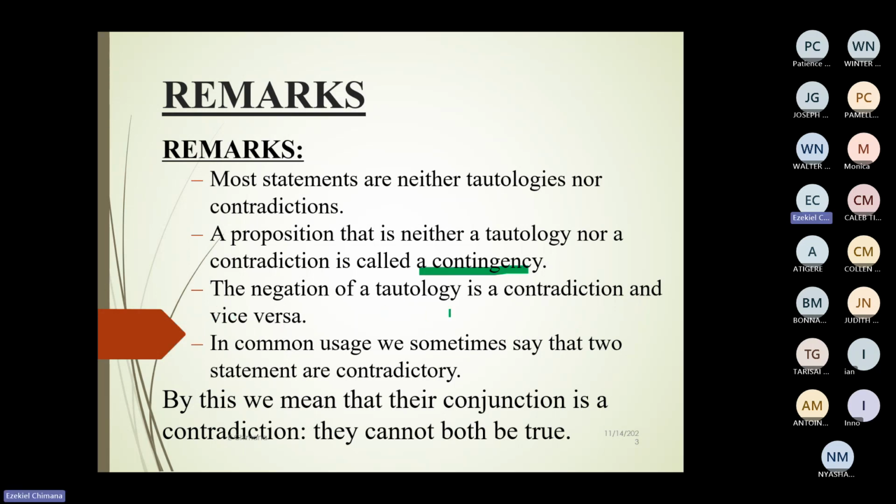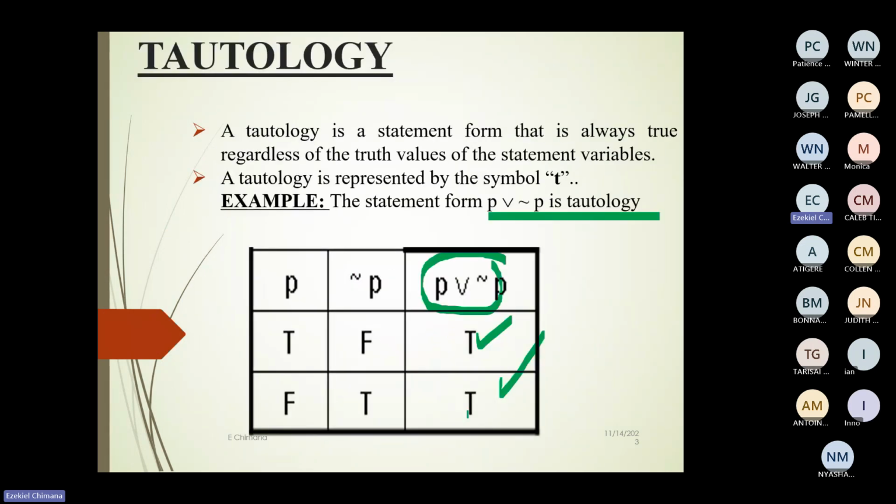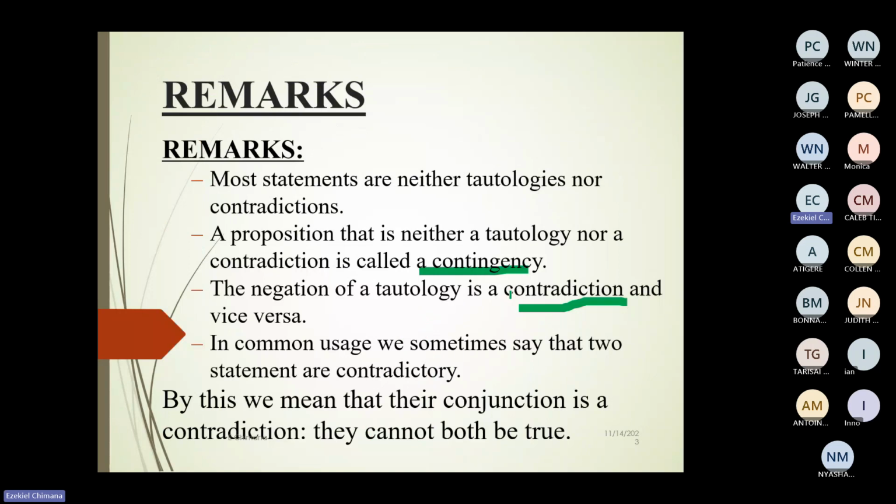The negation of a tautology is a contradiction, and vice versa. If you negate a tautology, you get a contradiction. If you negate a contradiction, you get a tautology. It's very simple and straightforward. Negating this whole thing gives you true, which is a tautology. And negating this one gives you false, which is a contradiction.